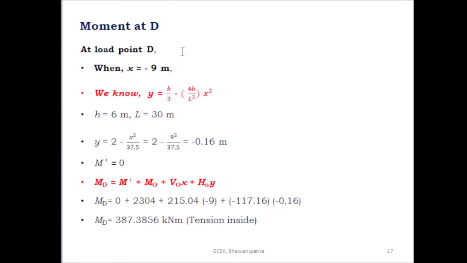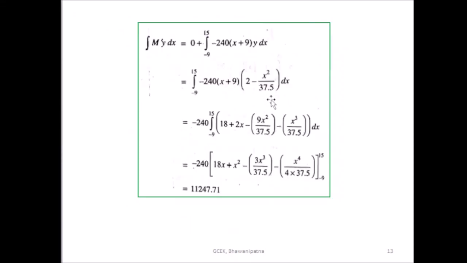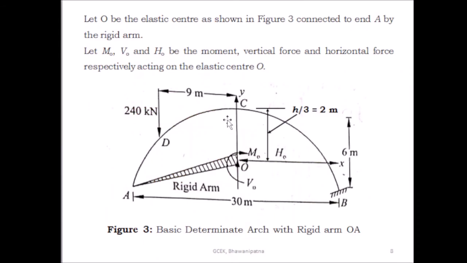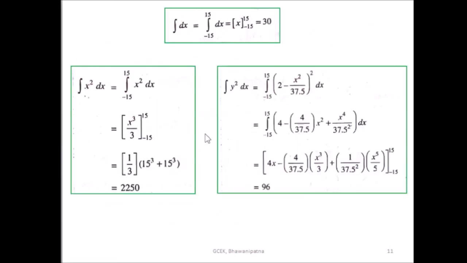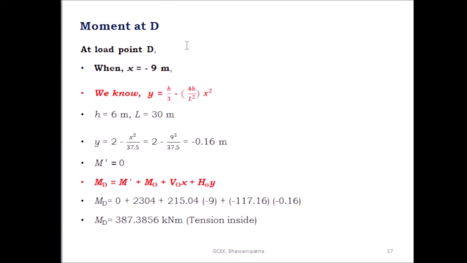Then find out the moment at the D point, at the loading point. Where the load is present, find out what the moment is. So this is the D point and this is the C point. This is the crown and this is the loading point. So find out the moment at the point D. What is the coordinate of the point D? Here the x coordinate is equal to minus 9 meter.